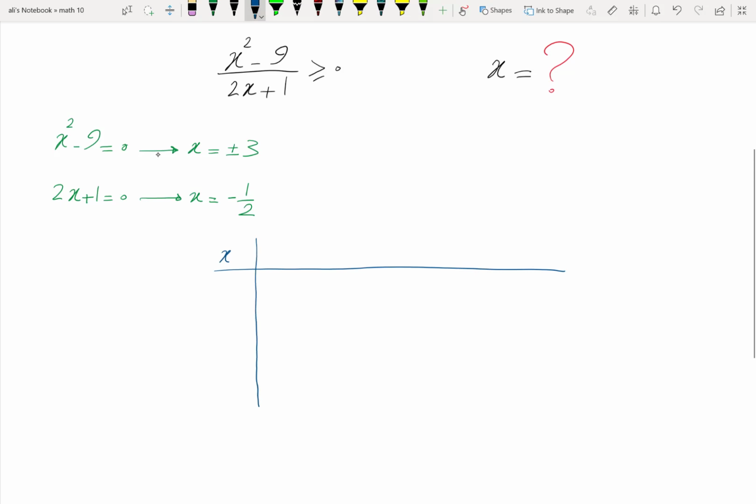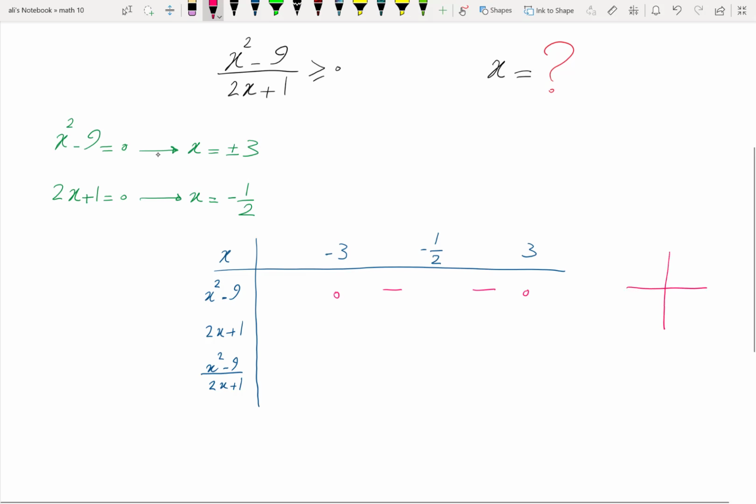In the table for determining the sign of the fraction, we write the roots of the numerator and the roots of the denominator to determine the sign of the fraction. We write the numerator and denominator of the fraction and the whole fraction on the left side of the sign table. The sign of x^2 - 9 between 3 and -3 is negative.